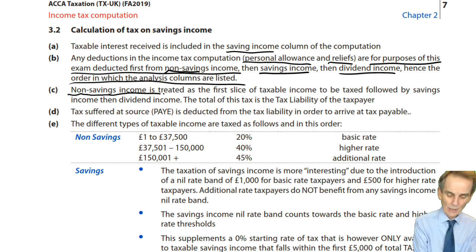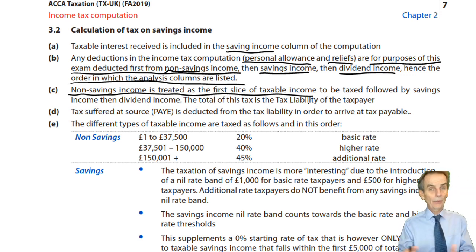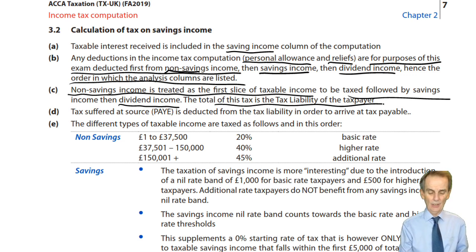Non-savings income, as we have seen and will be applicable throughout, is always the first slice of taxable income to be taxed. Followed by, so again, you're moving across your analysis columns. Your analysis column has given you your figure of taxable non-savings income. You tax it in your tax calculation. You then move to the savings income. And when necessary, it won't be in our first few examples here, but we then move on to dividend income. And the total of all those figures of tax will be the tax liability.